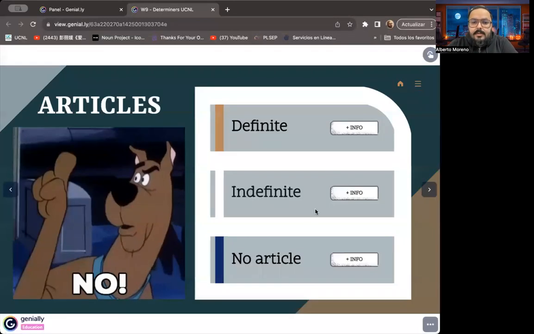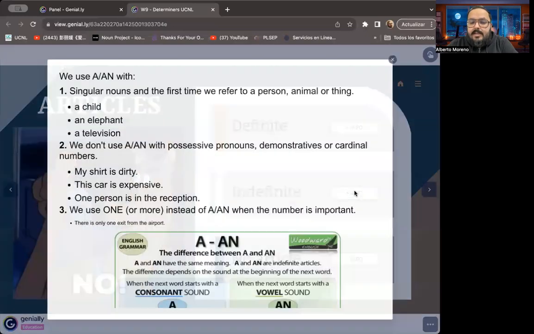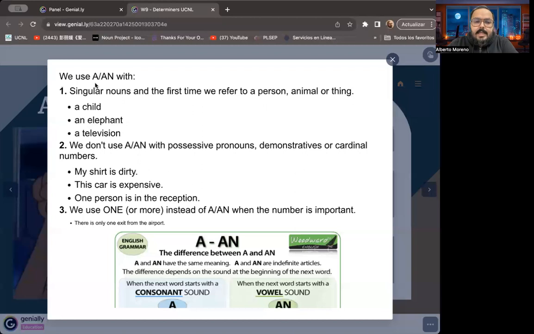Now, when to use an indefinite article, which is a or an? Well, we use a or an with singular nouns and the first time we refer to a person, animal, or thing. For example, singular nouns: a child, an elephant, a television. Okay? Singular nouns.